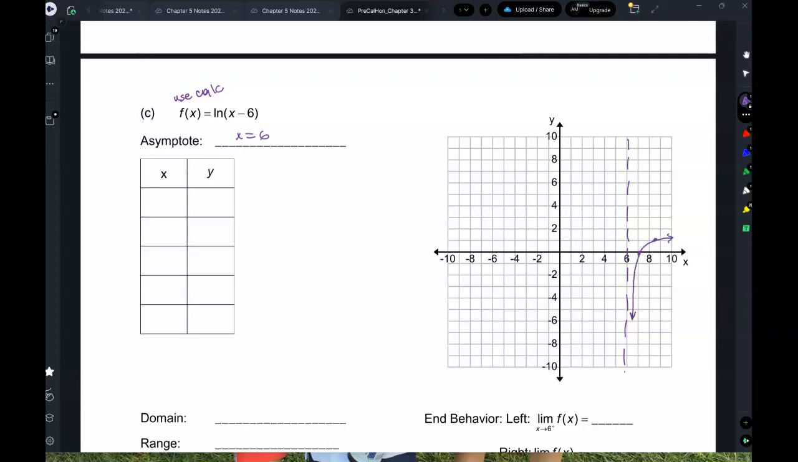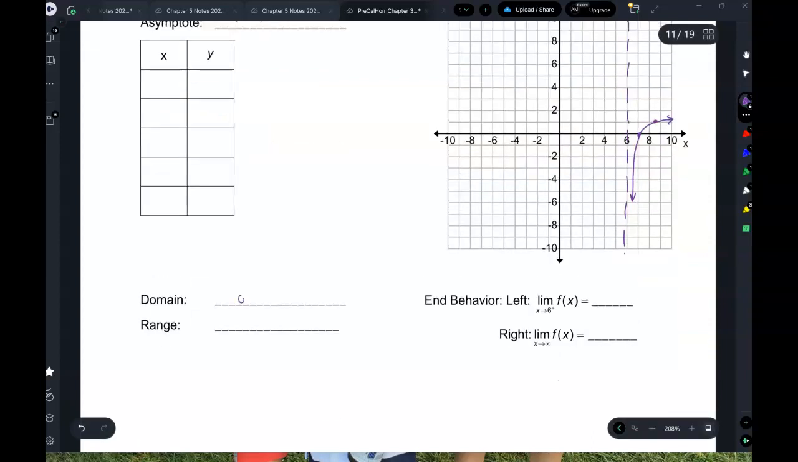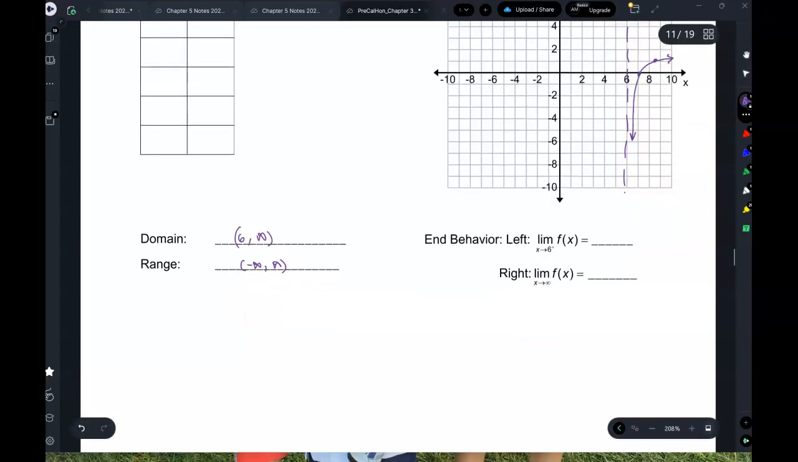Okay? So the domain now is 6 to infinity. The range is still all real numbers. And then for the end behavior, look, we can't go past 6, right? So the left end behavior is the limit as x approaches 6 from the positive side. So that will be negative infinity and positive infinity. Okay?